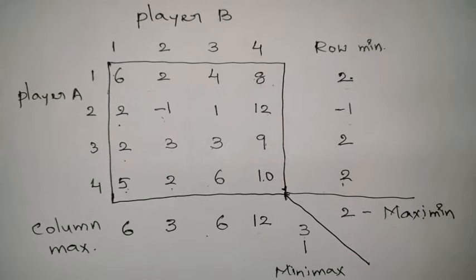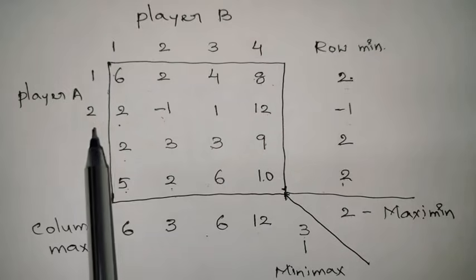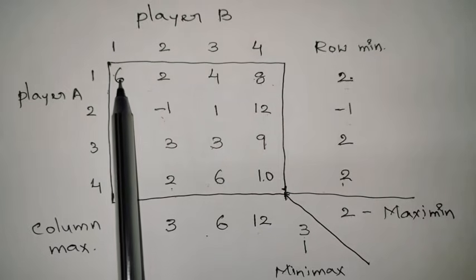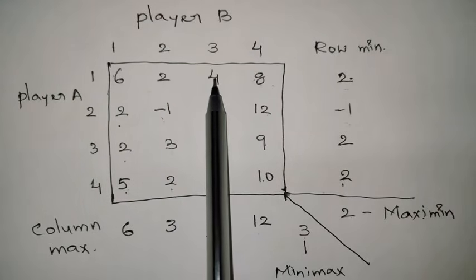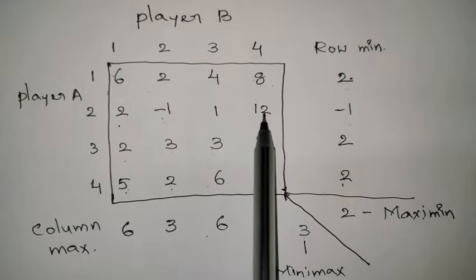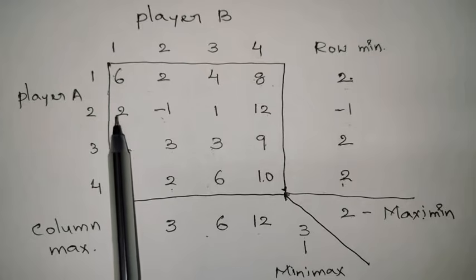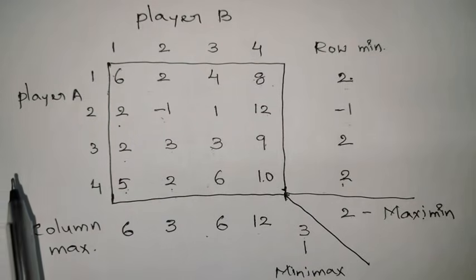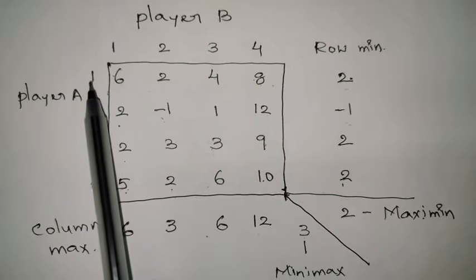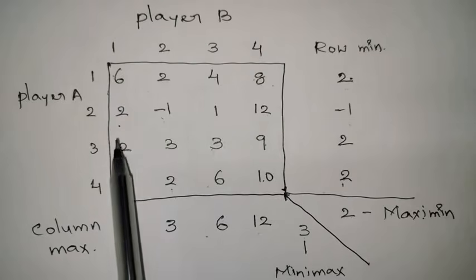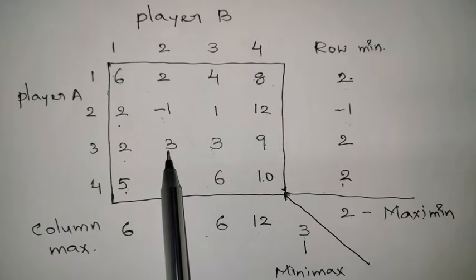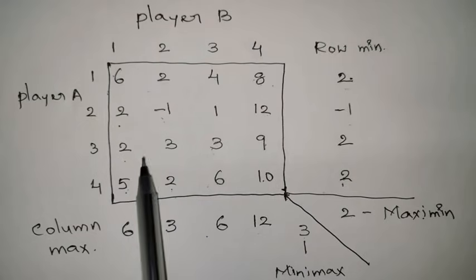Now compare rows 1 and 2 values. 6, 2: row 1 is higher. 2, minus 1: row 1 is higher. 4, 1: row 1 is higher. 8, 12: row 2 is higher. So row 1 is not completely dominating row 2. It is not a possible case. Now compare row 1 and row 3 values. 6, 2: row 1 is higher. 2, 3: row 3 is higher. So row 1 is not completely dominating row 3. It is not a possible combination.